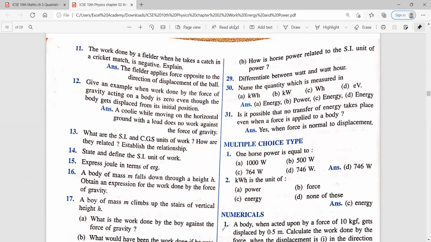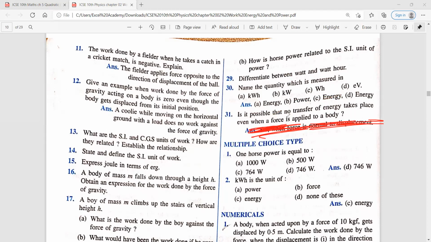Okay, next. Watt and watt hour, it's done. Watt is a unit of power. Watt hour is unit of energy. Okay, name the quantity which is measured in kilowatt hour, energy. Kilowatt, power. Watt hour, energy. Electron volt, energy. Very good.